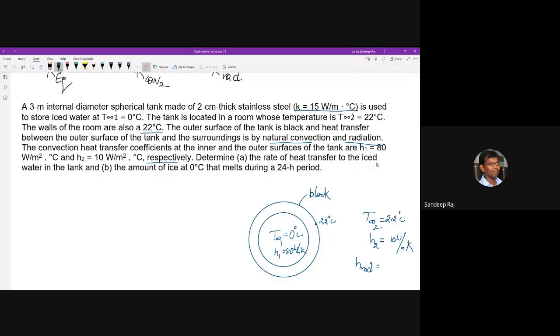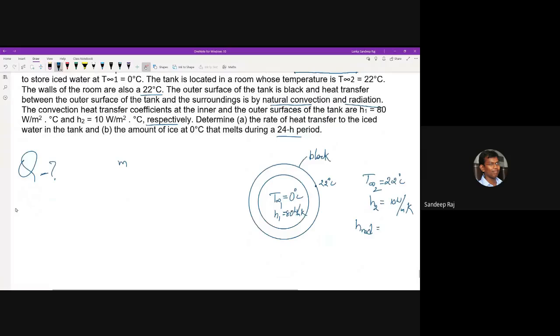Determine the rate of heat transfer to the iced water in the tank. So he's asking you to find out the Q value. Simply, what is the Q value? He's also asking you to find the amount of ice, M, at 0 degrees centigrade that melts during the 24-hour period. This we will see later. Let's see this in the beginning.